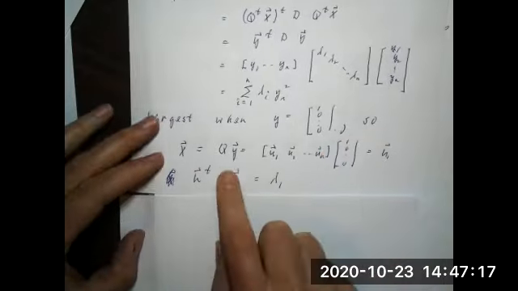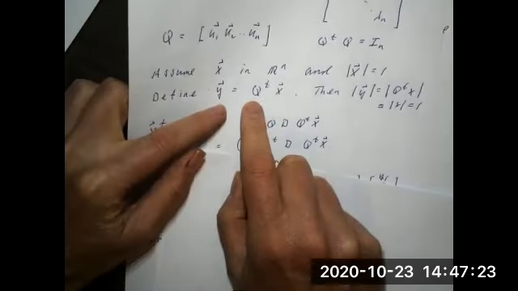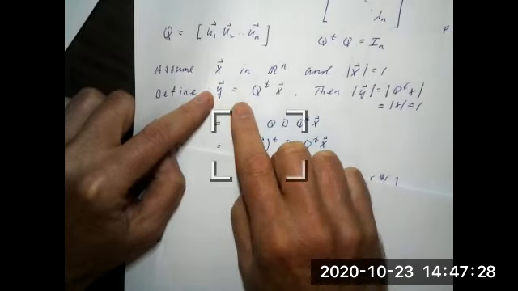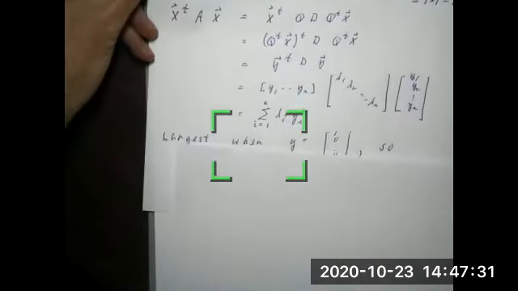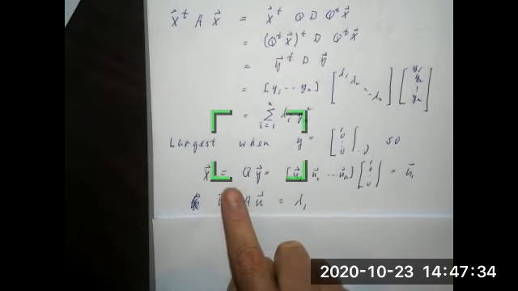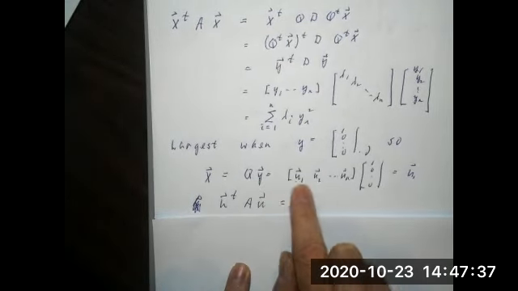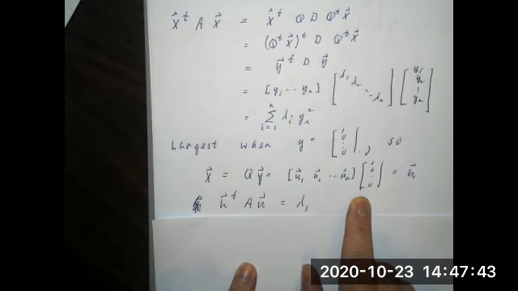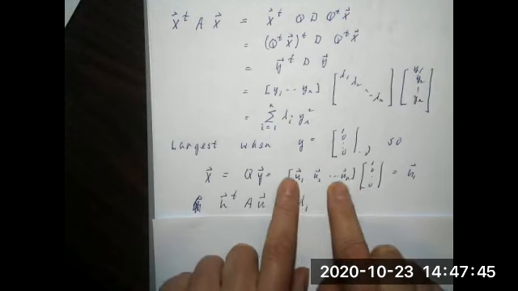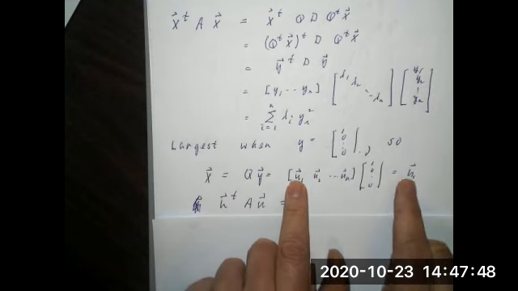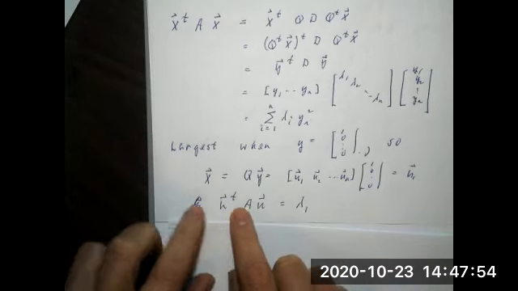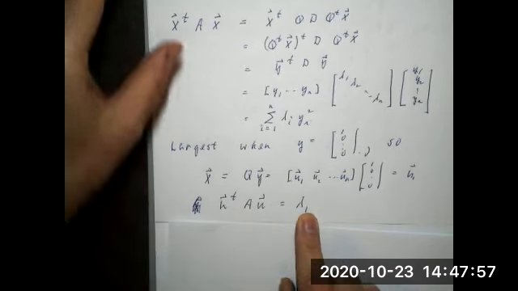x would be Q times y. The reason is that if we multiply each side of this by Q, x is Qy, and Q times Q transpose is the identity. So x is Qy. Here's Q. The entries of Q are those orthonormal eigenvectors. And then we have 1, 0, 0, 0, and so on. The only thing that's going to be left when I multiply this is u1. So when x is u1, that's going to make this quantity equal to lambda 1.